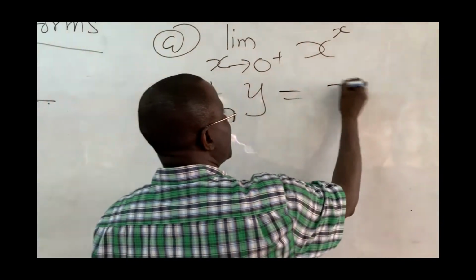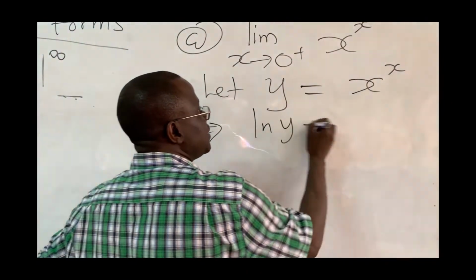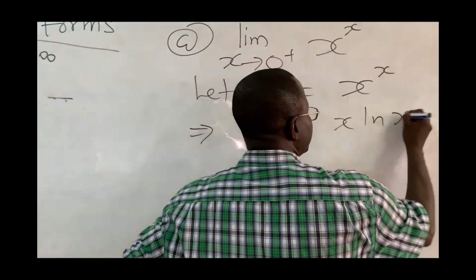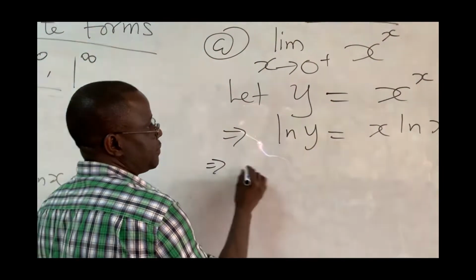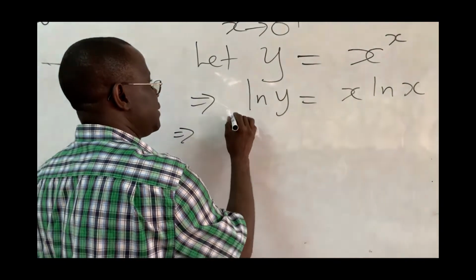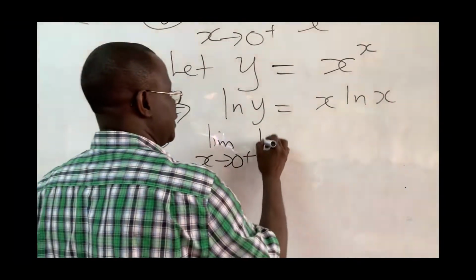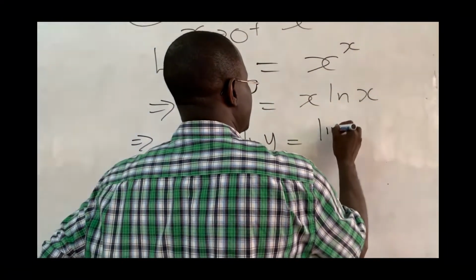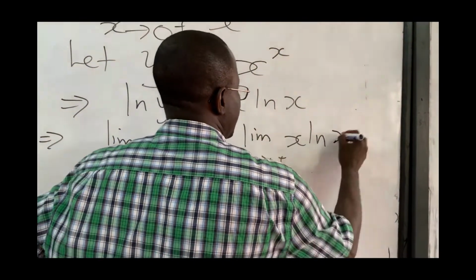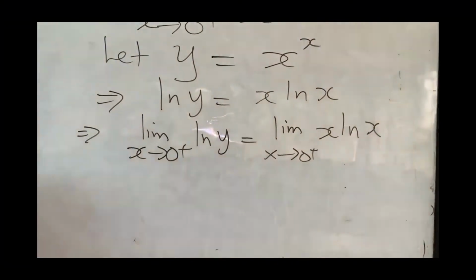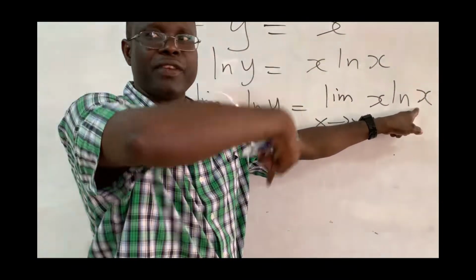So let y be equal to x raised to the power x. Then the ln of both sides will give you x ln x. And so now we can take the limit. Now the limit as x goes to 0 plus of ln y is equal to the limit as x goes to 0 plus of x ln x. You have come across this already, because as x goes to 0, this is a 0, but this is going to negative infinity.